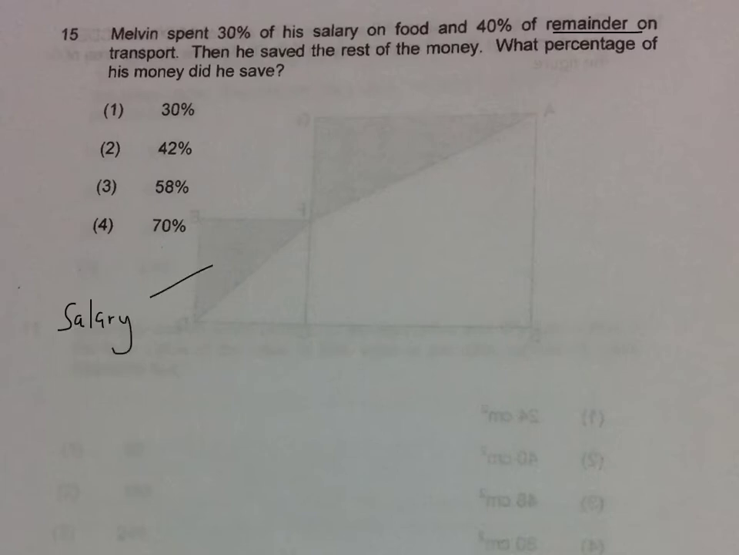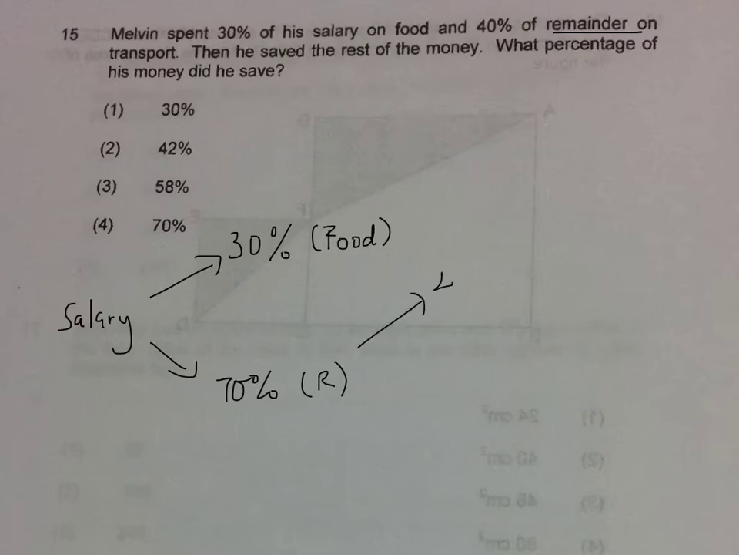He spent 30% of it on food. Okay, if 30% is on food, he must have 70% of the remainder. Alright, and 40% of the remainder on transport. So he spent 40% of the remainder on transport, and he must have 60% left. Okay, and this is what he saved.